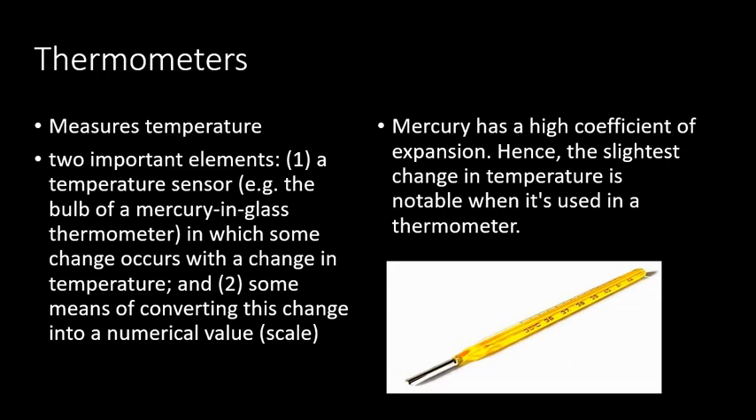Thermometers, obviously, measure temperature. There are two important elements: the temperature sensor, which would of course be the mercury, and the means of converting this change into a numerical value, which is the scale on the side. The reason mercury is such a great sensor is because it has such a high coefficient of expansion, so the slightest change in temperature is notable when it is used in the thermometer.